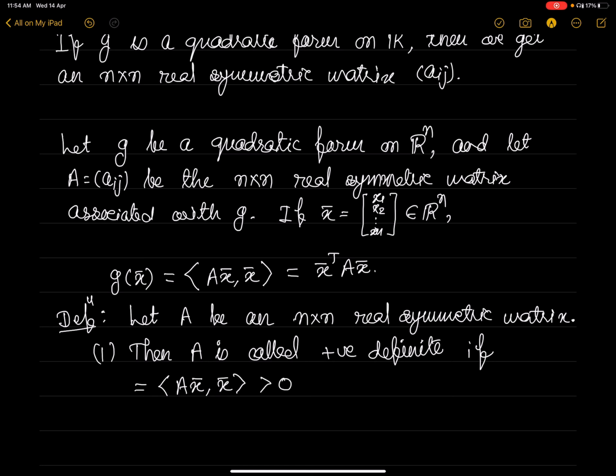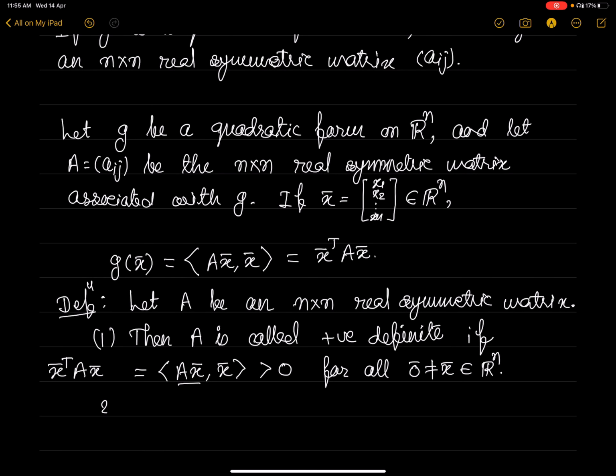Here some people write it in this form too: x bar transpose A x bar is strictly positive for all non-zero x bar in Rn. See, if we take x bar to be 0, then obviously, because A is a linear map, we are going to get the first vector to be 0, and as soon as you get a vector to be 0, then its inner product with any other vector will be 0.